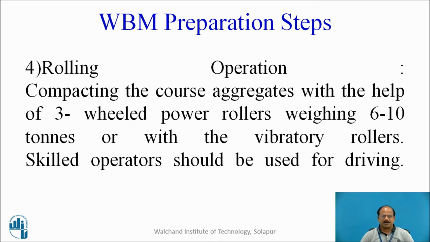Waterbound macadam preparation step number 4 consists of rolling operation. Compacting the coarse aggregate with the help of 3-wheeled power roller weighing from 6 tons to 10 tons or with the vibratory layer is essential for this. Skilled operator should be used for driving.